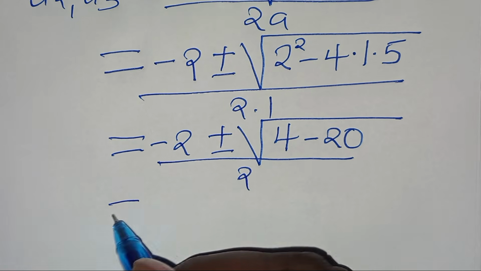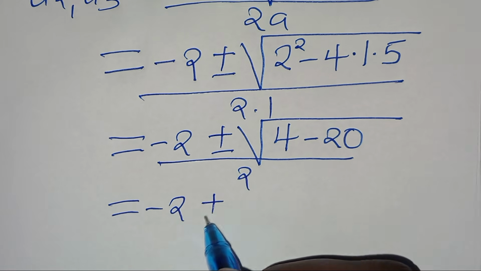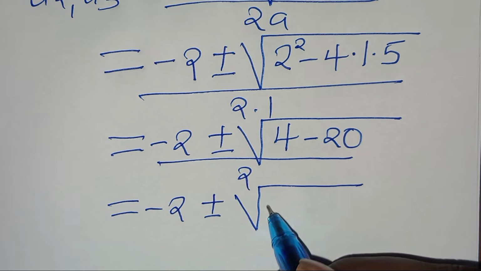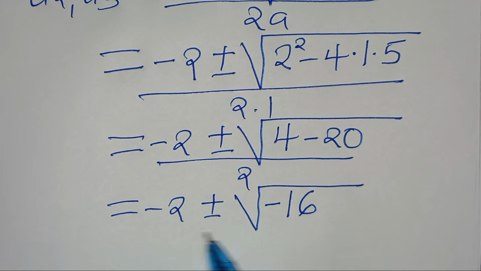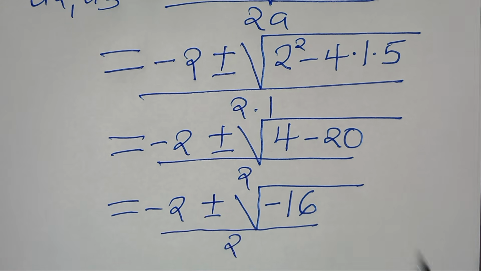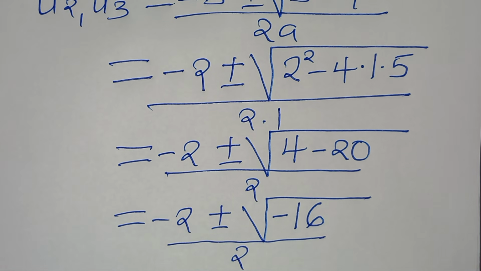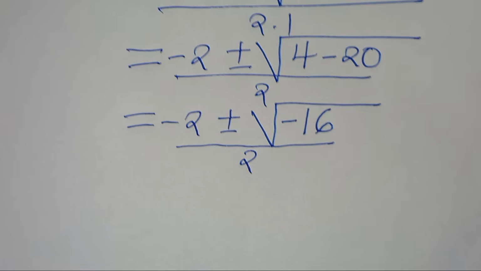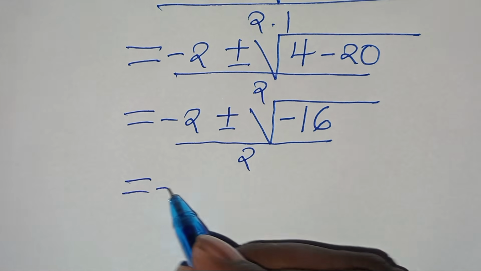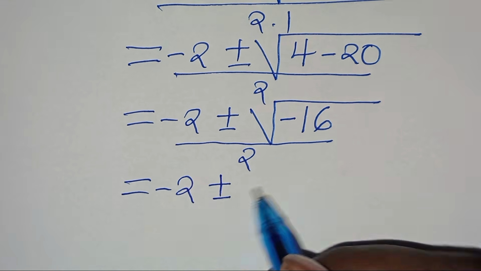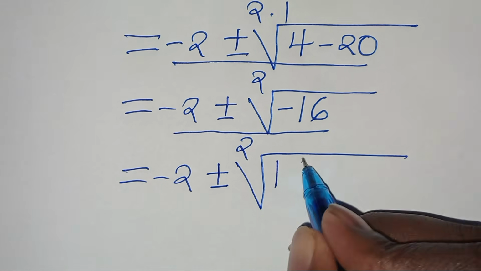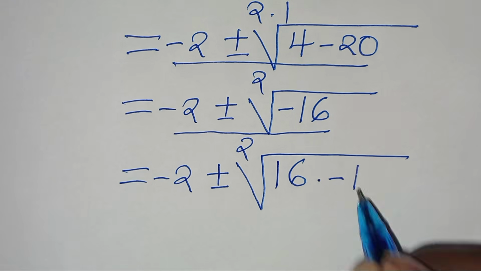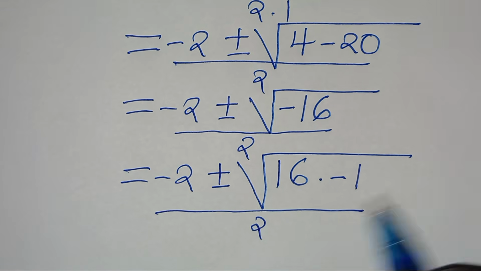So we have negative 2 plus or minus the square root of negative 16. We have 4 minus 20, this is minus 16, divided by 2. Now, the next step is that we have negative 2 plus or minus. We can express the square root of negative 16 as the square root of 16 times minus 1, divided by 2.